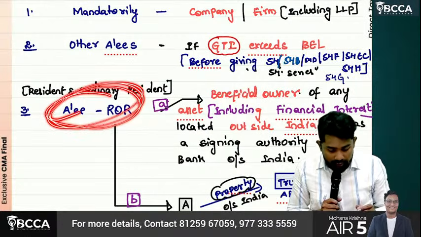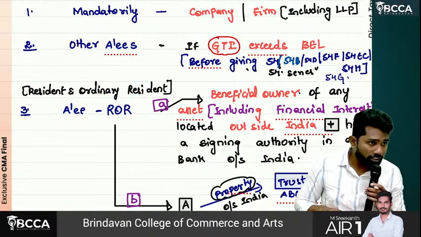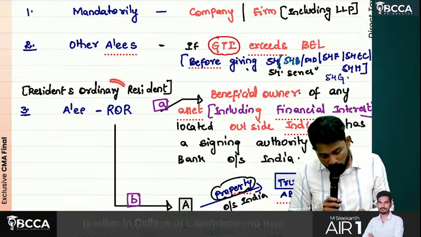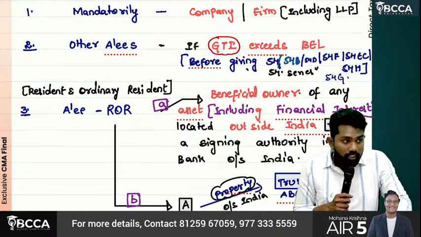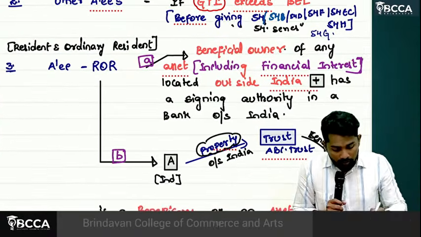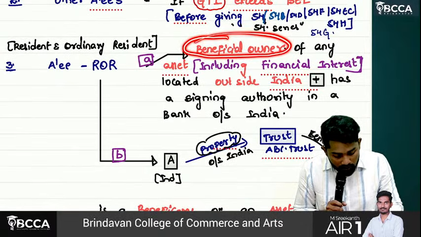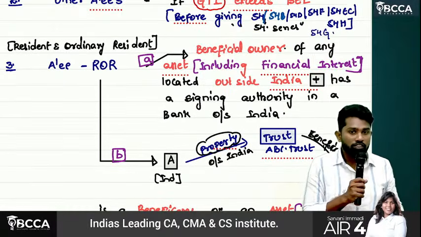He is a resident and ordinarily resident, mostly an individual only. Here we are referring to individuals only. He is an ROR. He doesn't fit into the second case. But still he has to file a return of income when? If he is a beneficial owner of any asset. What is called a beneficial owner?